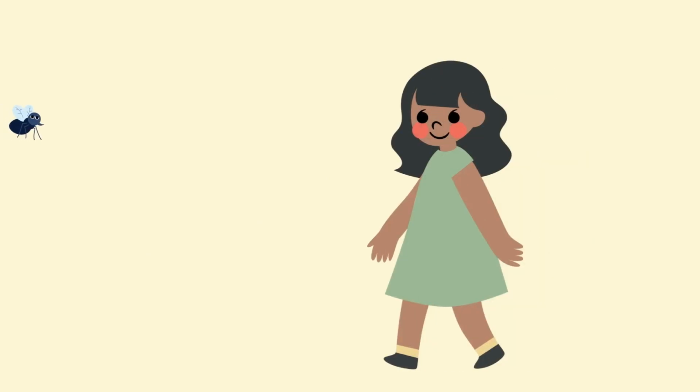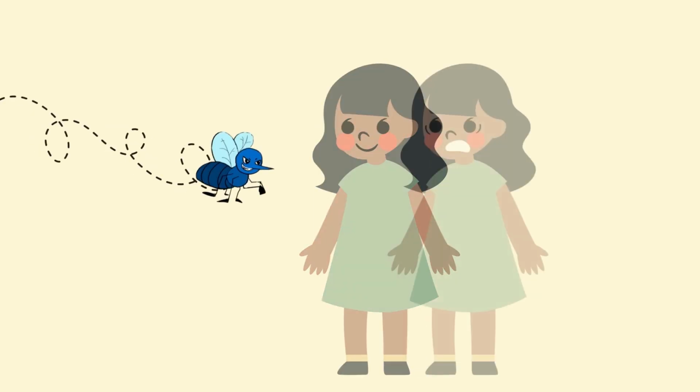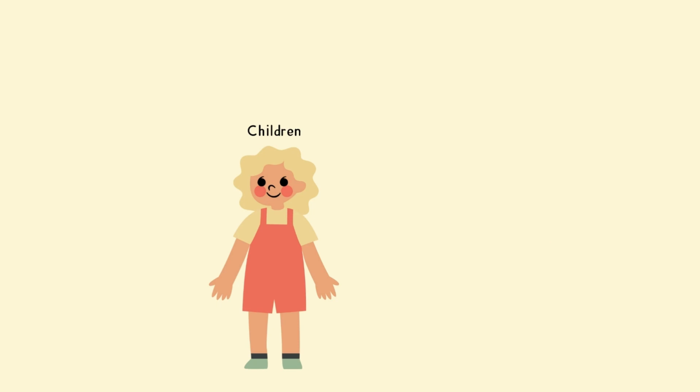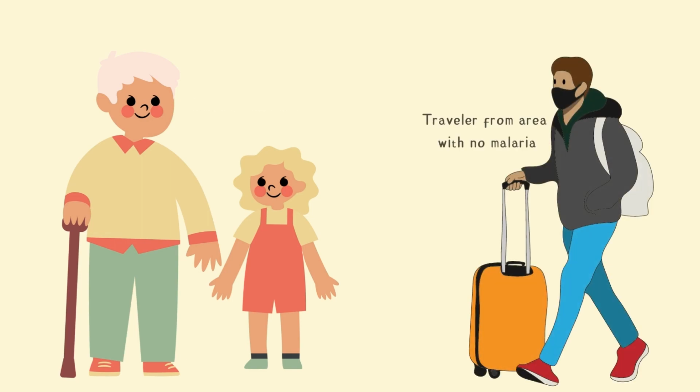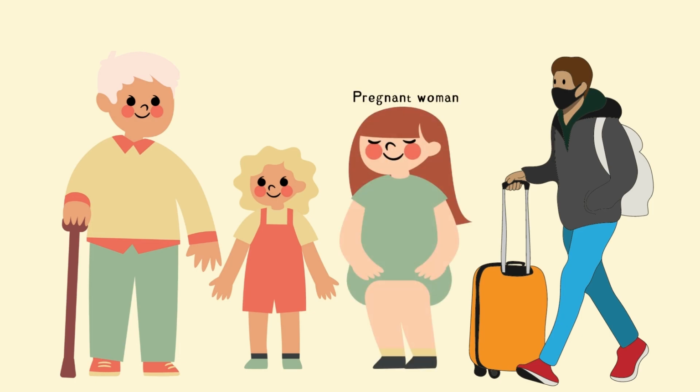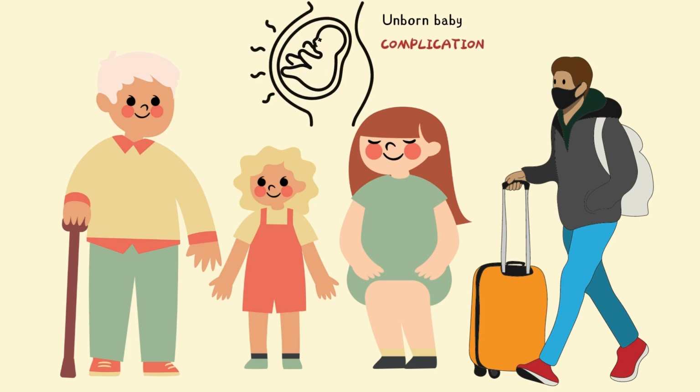Everyone is vulnerable to malaria, but it is more dangerous to certain people as shown. Children, infants, and older adults have weaker immune systems. Travelers from areas with no malaria are generally less protected from malaria and hence will experience more severe symptoms compared to the general population. Pregnant women are also at high risk, mainly because their unborn child is more susceptible to the infection, and this may lead to complications.